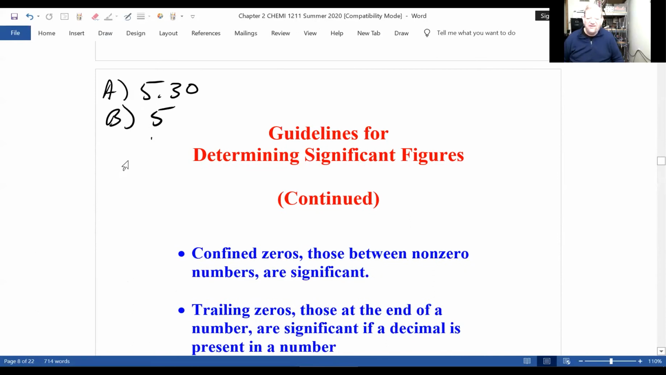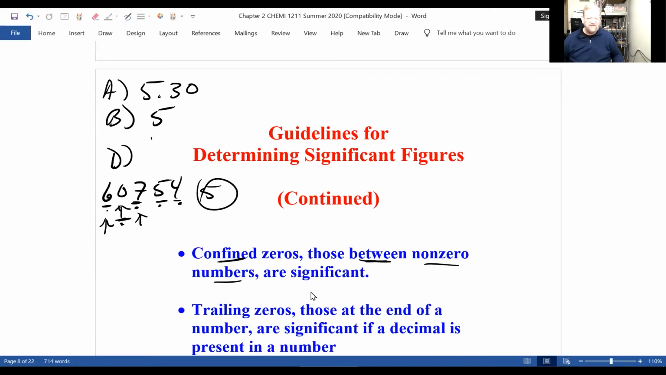All right, let's look at continuation. Confined zeros, those between non-zero numbers, are significant. Well, I better do example D. And the question is, for D, how many significant figures are there? Well, all non-zero numbers are significant. So that's 4. 1, 2, 3, 4. Oh, look, we have a 0. And it's between two non-zero numbers. Therefore, confined zeros, those between non-zero numbers, are significant. So this 0 is, so it'd be 1, 2, 3, 4, 5. There's 5 significant figures in that number.